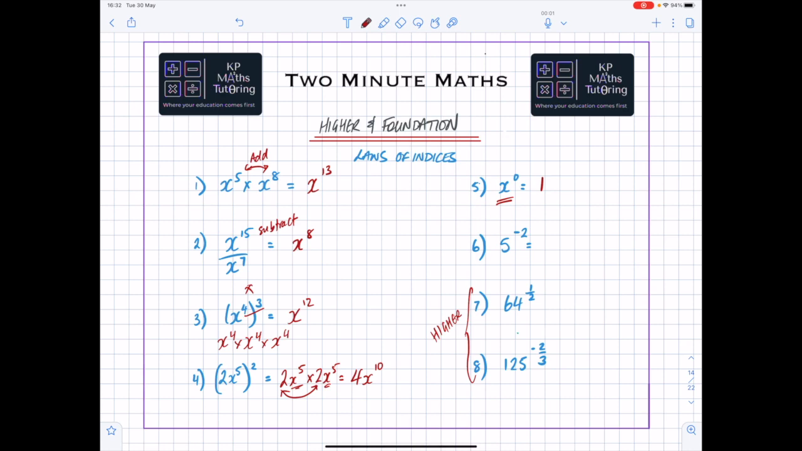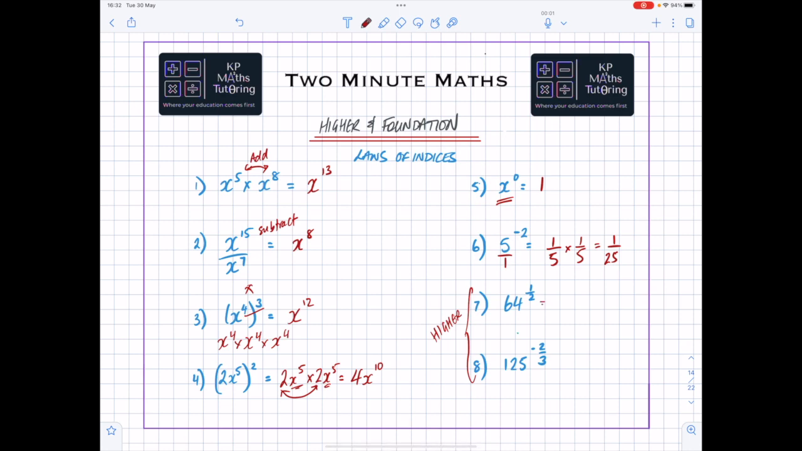If you get a negative indice, what you can do is put the number over 1. And then all you do is you flip this upside down. So it now becomes 1 over 5 and then it's squared. Well, 1 over 5 squared means 1 over 5 times 1 over 5, and that gives you a total of 1 over 25. You times the top by top, bottom by the bottom.